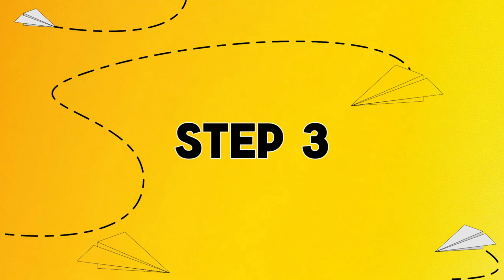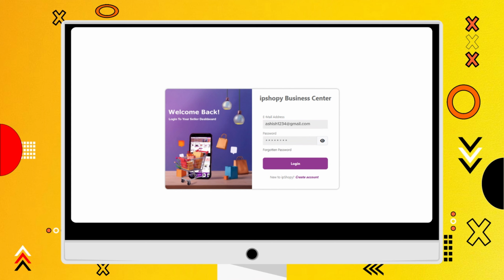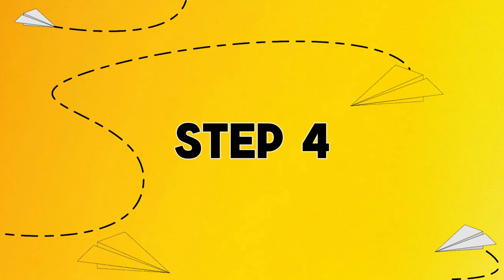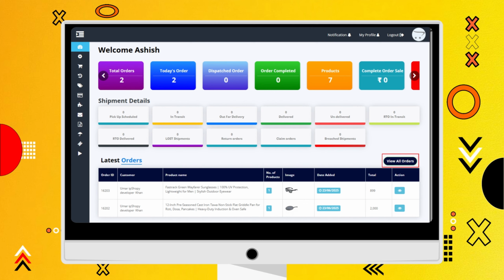Step 3. Enter your email ID and password to log in. Step 4. In the seller dashboard, click on View All Orders or select My Orders from the left side menu.